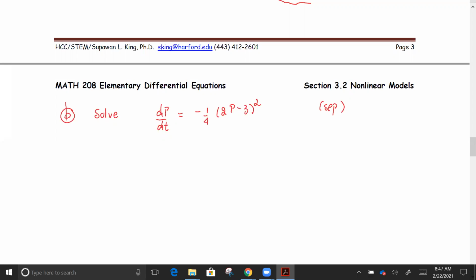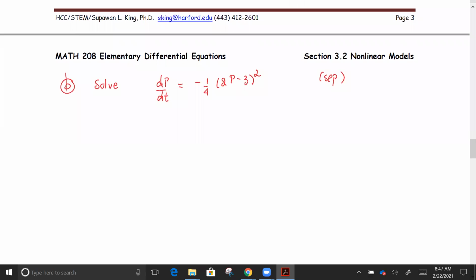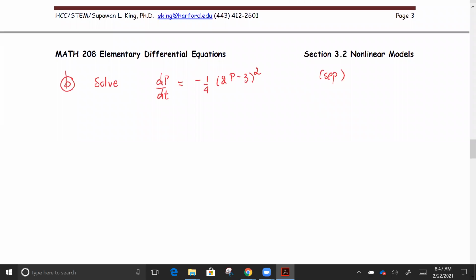Okay, separable. So with the separable equation, we're gonna treat them like separate them totally, the P and dP in one side and dt on the other side. I'm gonna keep the negative sign on the right and then take the 4 over just for our convenience. So 4 divided by (2P minus 3) squared dP equals negative 1 dt.